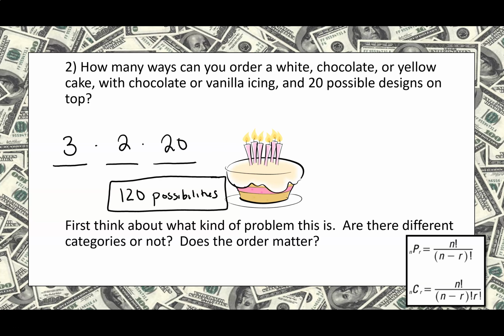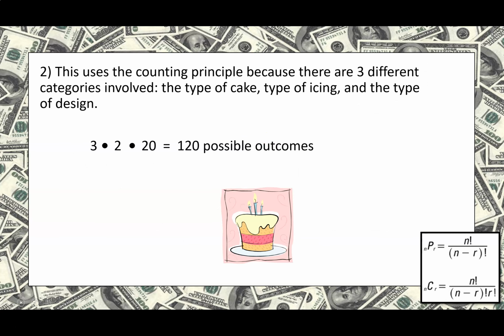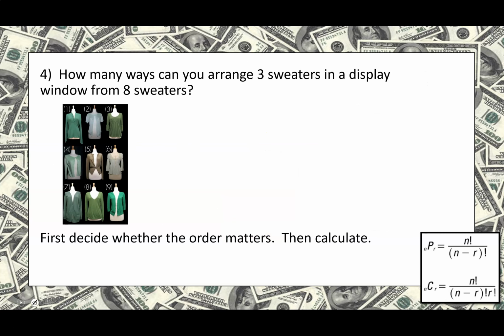And the way you can kind of think about why this was counting principle and not permutations or combinations is we're trying to come up with a total number of possible designs, and each slot has a different situation there. Oh, that was just me explaining.